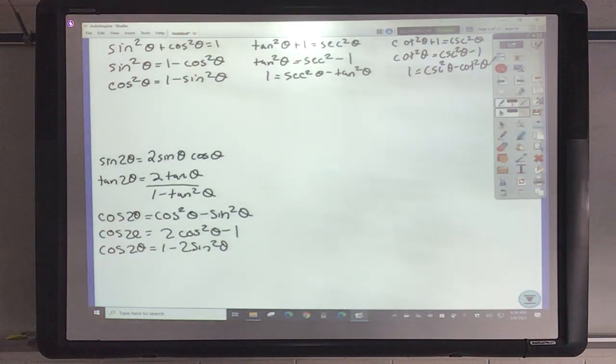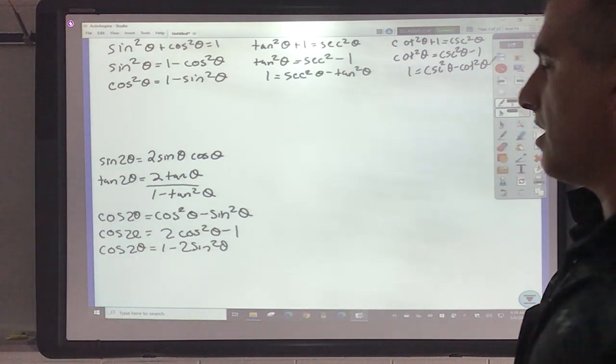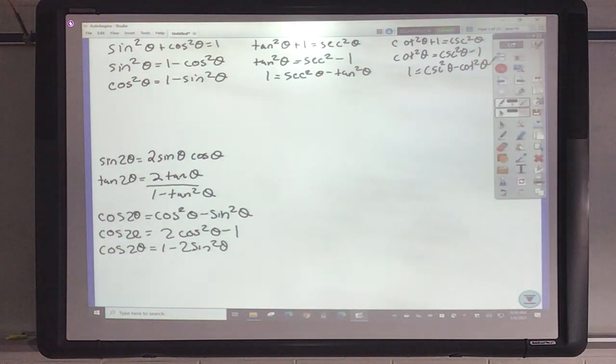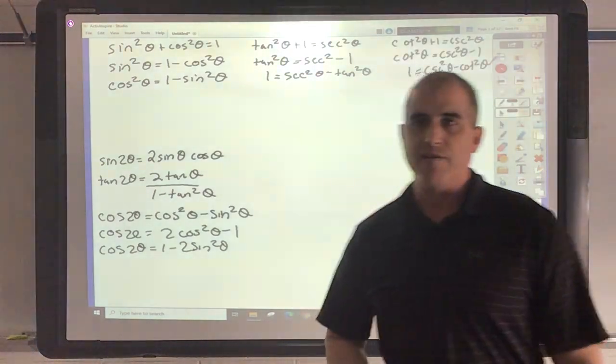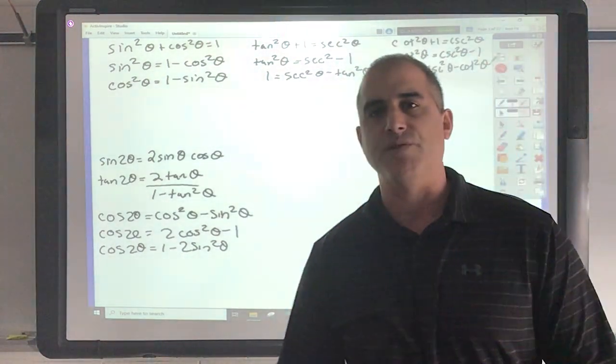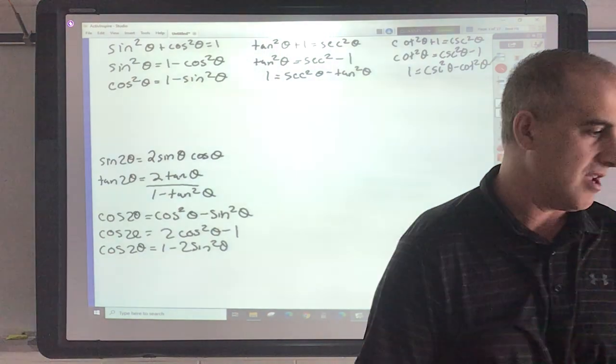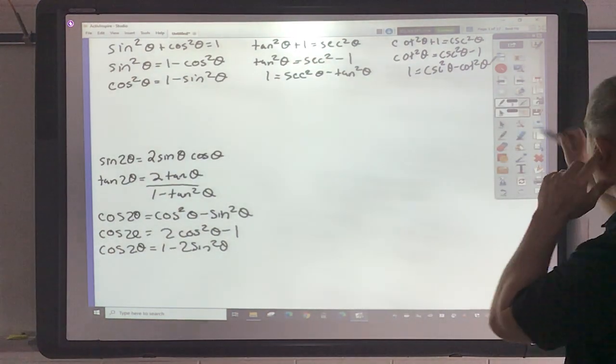Here are some of your double angle identities, okay? Once again, you're given these, and we'll sort of show how those are applied later. They can help you solve equations. They can also help you find values, okay? And we will get into that.